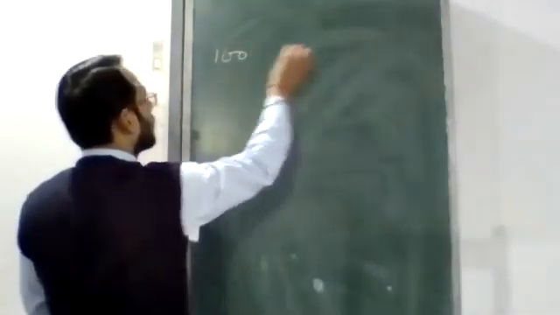This simple question is: find the sum of all the natural numbers. Find the sum of all the natural numbers lying between 100 and 1000. Find the sum of all the natural numbers lying between 100 and 1000 which are multiples of 5.